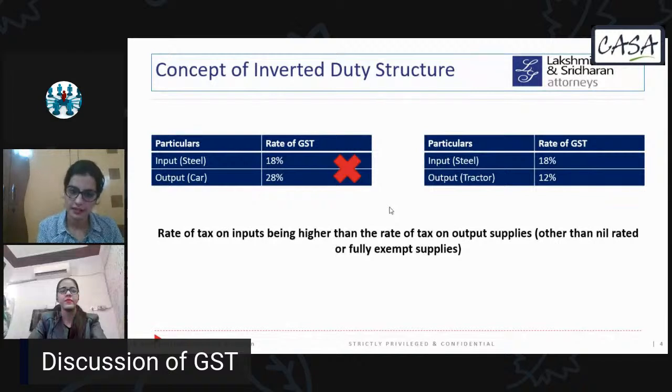So nil or exempt supplies have not been covered under this concept. Again, I would also like to clear here that inverted duty structure has nothing to do with the amount. This has to do with the rate of tax. So this comparison has to be drawn between the rate of tax. So this is the basic concept of inverted duty structure.